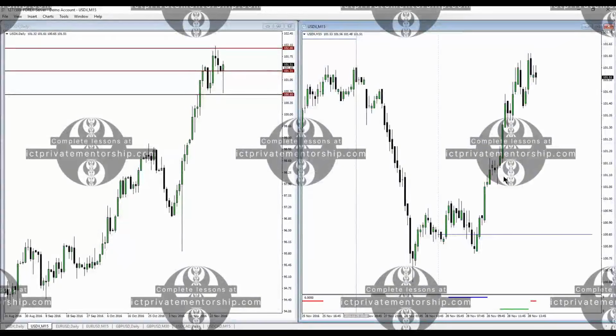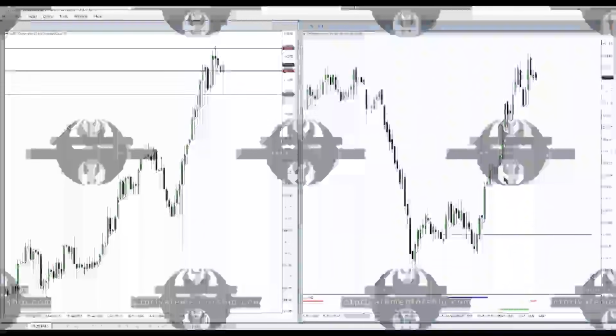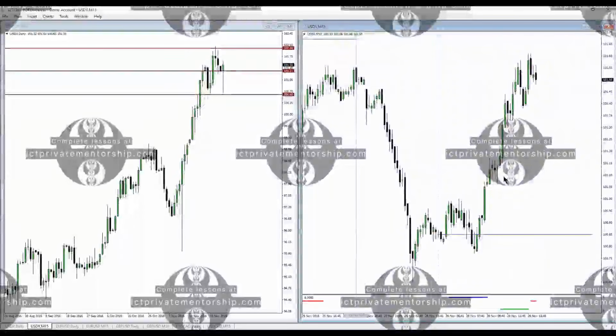Now think about that. You already know what side of the marketplace you should be looking for if you're studying the higher time frames. So studying the higher time frames, that gives you what? The buy or sell for the day.